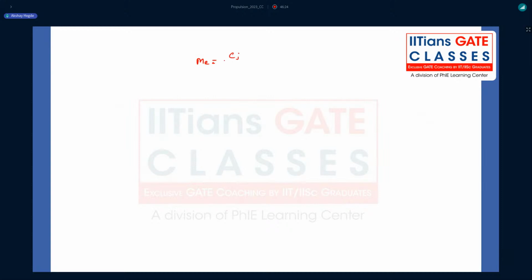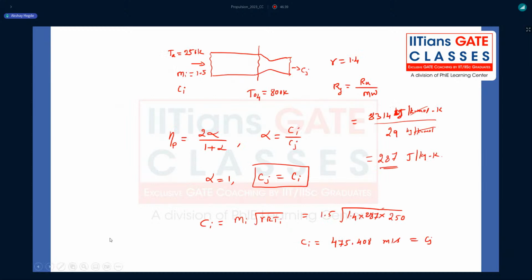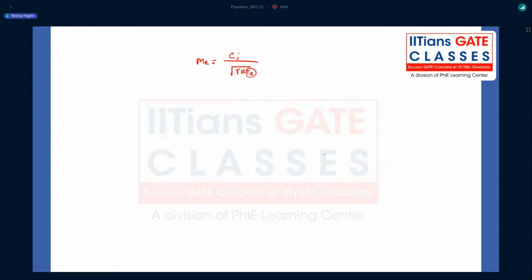That is Cj divided by root of gamma R Te. But Te is unknown. How can we calculate Te? Again, I am going to use the energy equation along the streamline which is passing in the nozzle. Say I have a streamline which is at state 1 to state 2, from nozzle entry to nozzle exit plane. So I can use the energy equation.